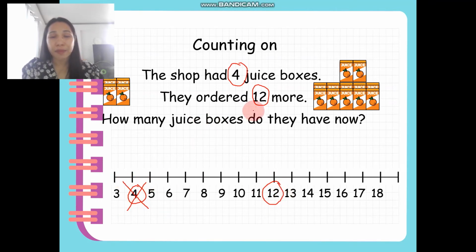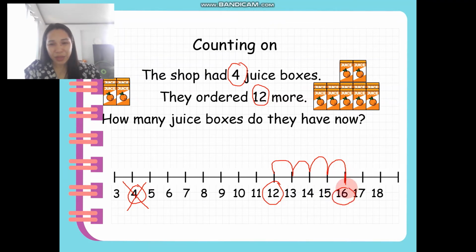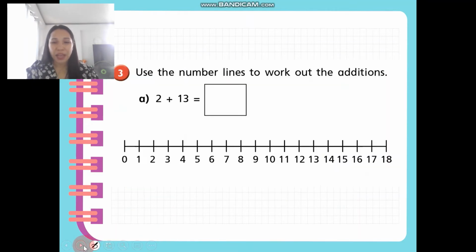And then I am going to jump 4 times. So 1, 2, 3, 4. And I ended up in the same number. So that means 12 plus 4 equals 16, or 4 plus 12 is the same, equals 16. Good job. All right, what about this number?